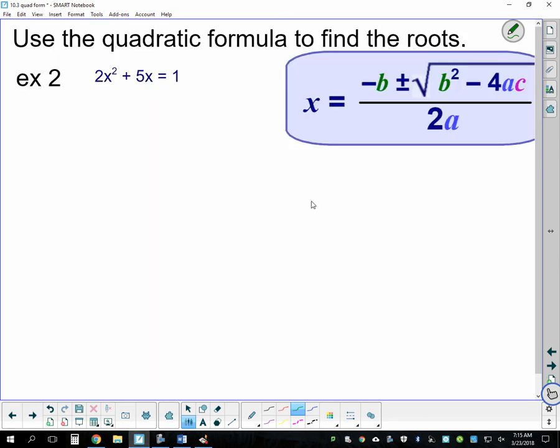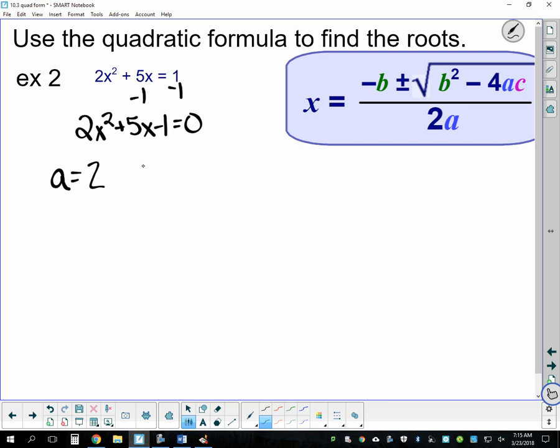All right, so remember, the first thing you want to do, get it into standard form. So you have to subtract 1. We need it to be ax squared plus bx plus c. And now we're ready to go. So what is a? 2. B is 5. And c is -1. So once it's in standard form, it's just right in order. A, B, C. Always make sure you include the signs.